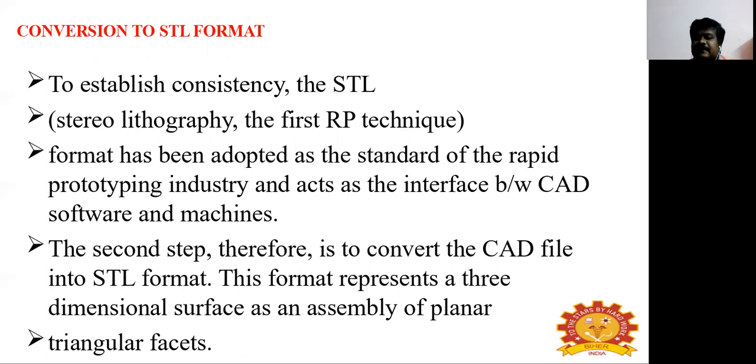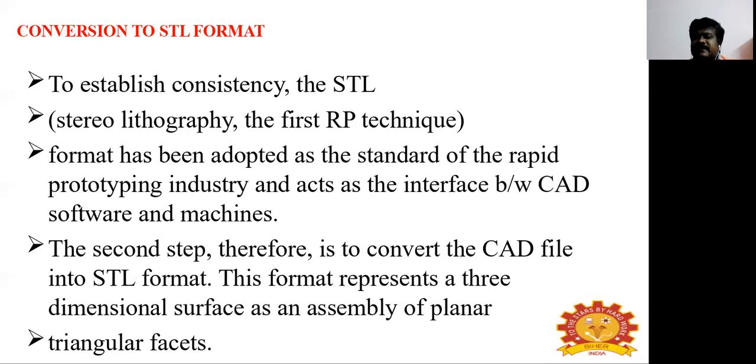Then the second step: we convert our CAD file, computer aided design file, into our STL format. Why do we convert this? Only then will the machine accept and understand it. We cannot give the CAD file directly, so we have to convert it into an STL file, and only then can the machine accept it. This STL format will represent a 3D surface as an assembly of planar triangular facets.